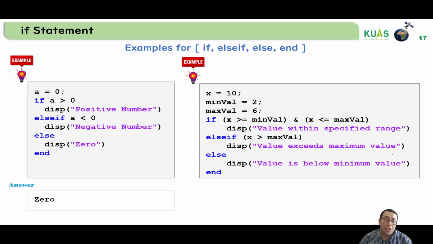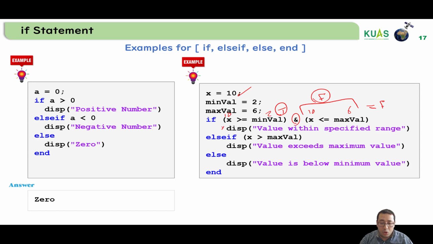So let's evaluate. This code gives a range and checks whether the value is inside the range, or above the maximum or below the minimum. The value is 10, so here they ask: is 10 greater than or equal to the minimum? The minimum is 2. Is x greater than or equal to the minimum? Yes, so the first part is true. For the second one, x is 10 and the maximum value is 6. Is 10 less than or equal to 6? This is false. So the first part is true and the second is false, and this is an AND, so the output is false.